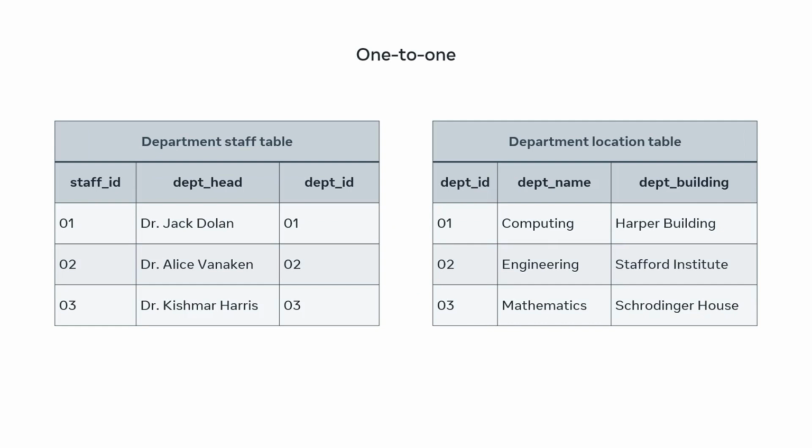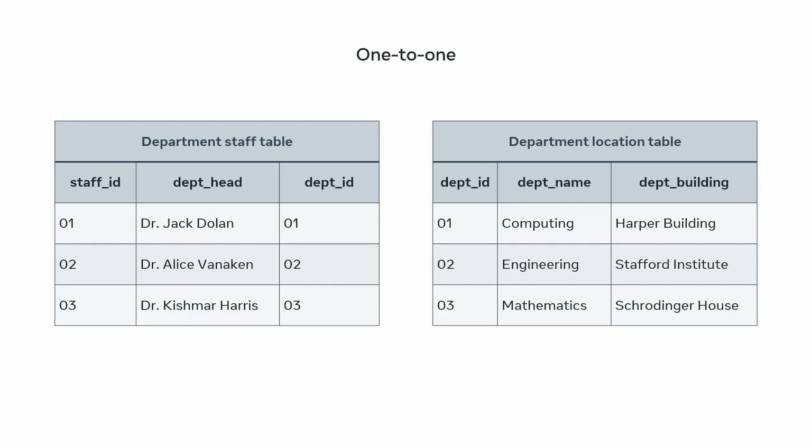Next, let's take a look at one-to-one relationships. In one-to-one relationships, one single record of one table is associated with one single record of another table. To demonstrate this relationship, I'll use two new tables, one that outlines key information about the staff in each college department. The other is the department location table that records key data about the location of each department on campus.